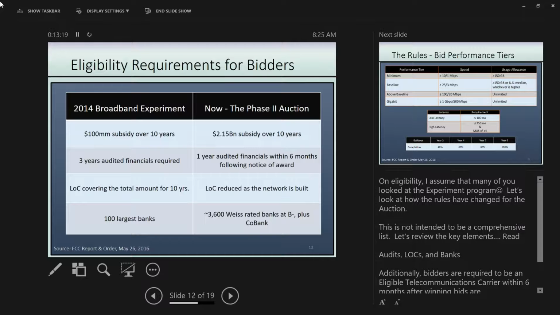Relative to the kinds of banks that would be eligible to provide that letter of credit, we find that whereas in the experiment it was 100 of the largest banks in the United States, and typically a local rural provider does not work with Chase or Bank of America. Rather, they tend to work with maybe CoBank or maybe a local bank that is in your area. So the FCC determined that to the extent that the bank is rated by an independent rating agency named Weiss with a rating of B- or better, which includes about 3,600 U.S. banks, then that bank is therefore qualified to support you with a letter of credit.